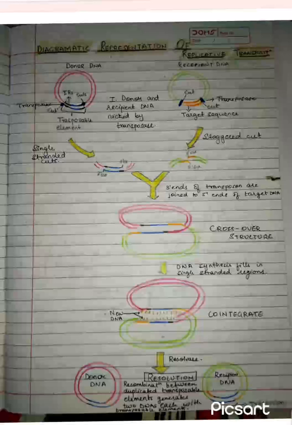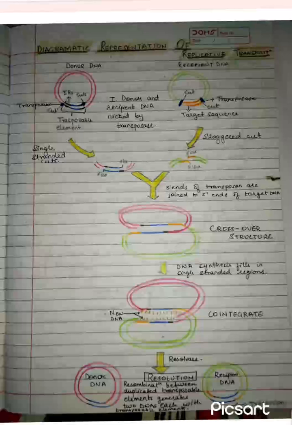Then the DNA polymerase enzyme will bind to the 3' OH and will continue the DNA formation. So the DNA polymerase enzyme will do DNA synthesis, it will start DNA strand preparation, and will bind to the 3' OH. Then the co-integrate structure will be formed.